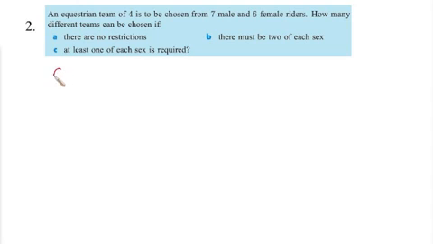So in part A, there are no restrictions. In other words, I could have a team of all males, a team of all females, and any combination in between. I want to find the number of combinations, again, because we're talking about people. I'm not worried about all the different permutations. So let's find just the number of combinations.